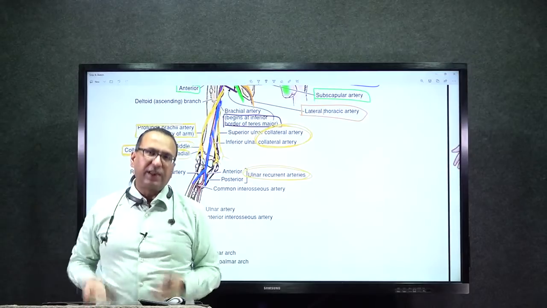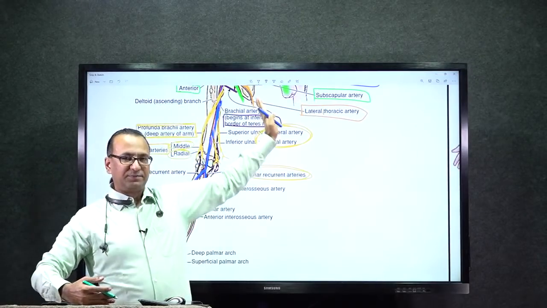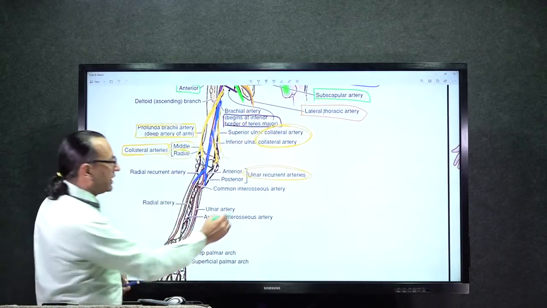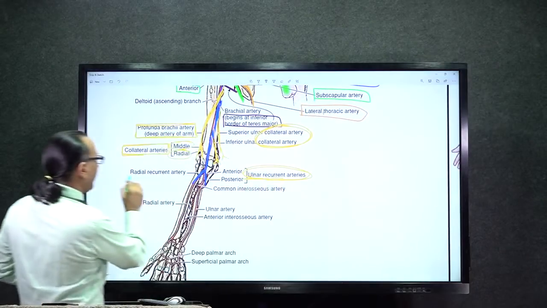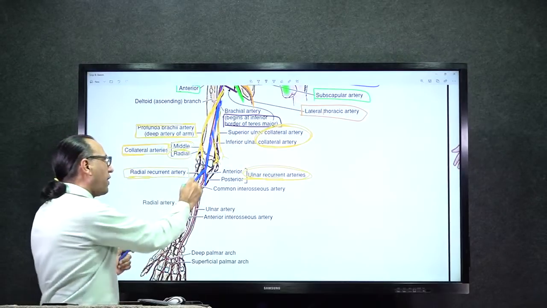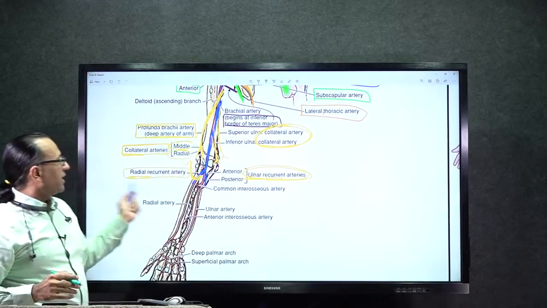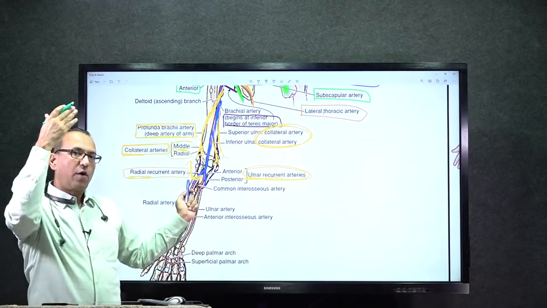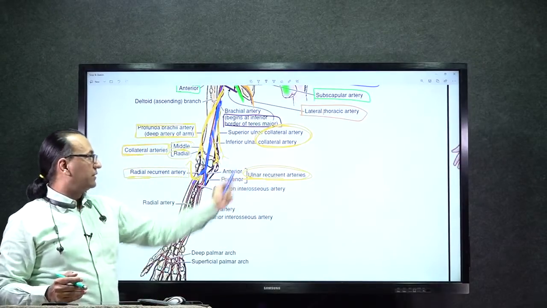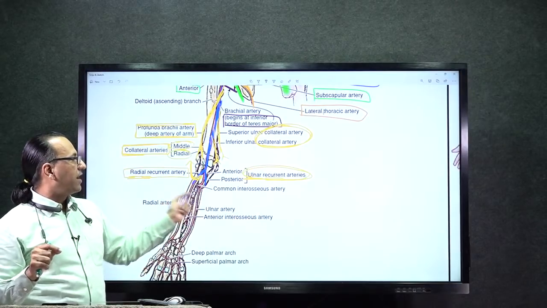Then what about the recurrent? Recurrent means you have come here and going back. So who is going back? The ulnar recurrent artery and radial recurrent artery. Obviously, radial recurrent artery will be going back from the radial artery. So radial recurrent is a branch of the radial artery going back, and ulnar recurrent will be a branch of ulnar artery going back. Otherwise, ulnar artery is more important than radial artery here.